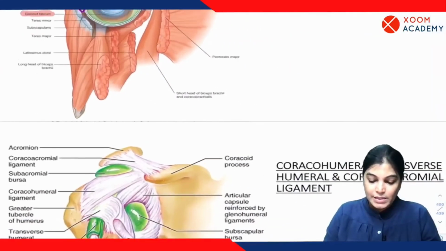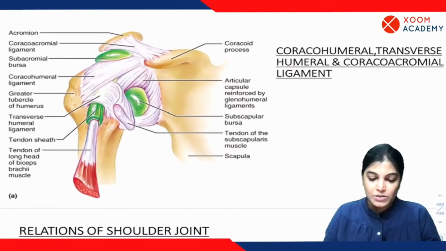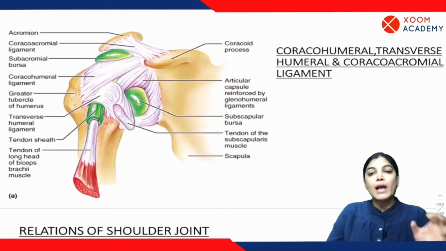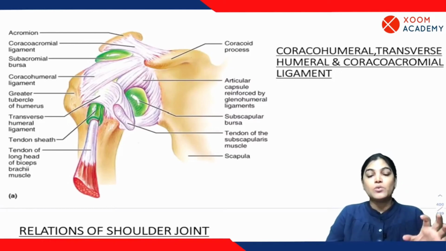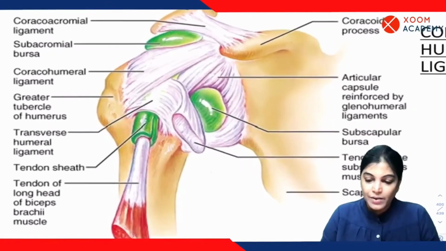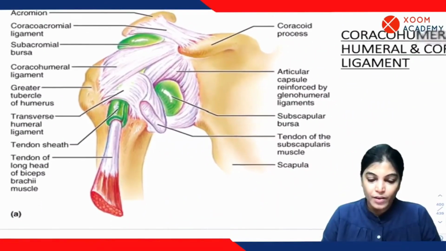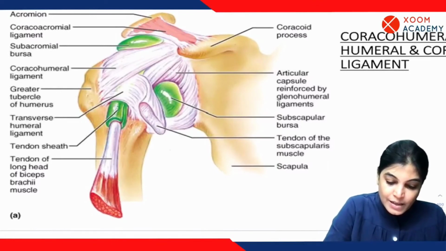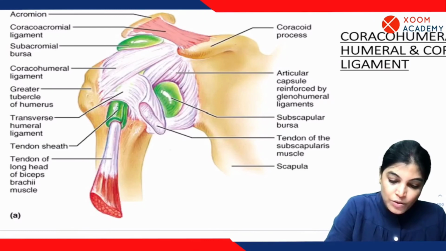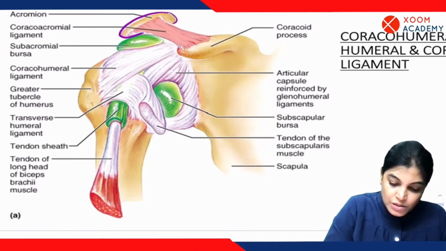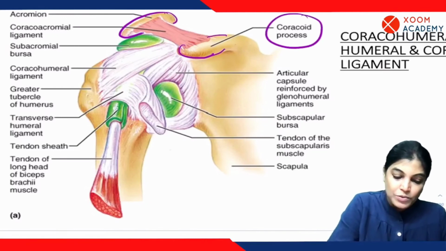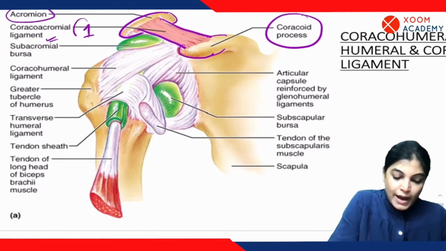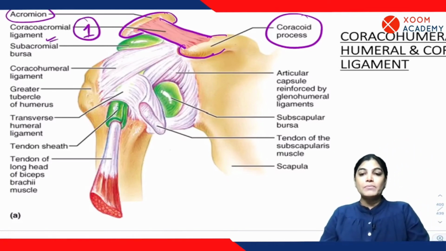So let's see more of the diagram which is showing the other ligaments. Here I want to show a few more ligaments: the transverse humeral ligament, the coracohumeral ligament, and also the coracoacromial ligament. When I enlarge this image, you can see superiorly a ligament connecting two important structures, the coracoid process and the acromial process. This is the coracoid process and this is the acromial process, which are connected by the coracoacromial ligament.